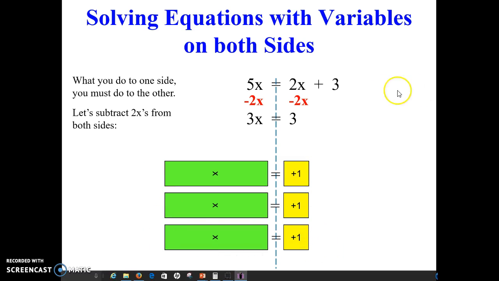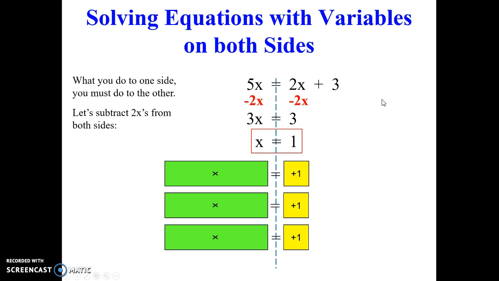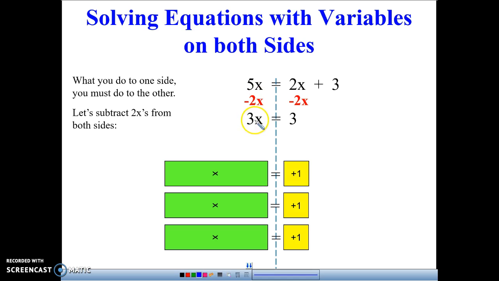And what I actually did was I divided both sides by 3. Let me back that up. I want to get x by itself. It's being multiplied by 3. How do you undo multiplication by 3? You divide by 3. And what you do to one side, you must do to the other. Those cancel each other out. You're left with x equals 1. All right?